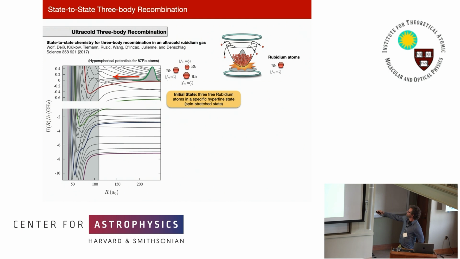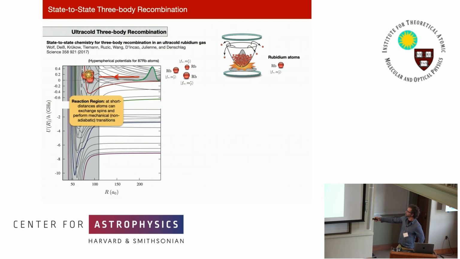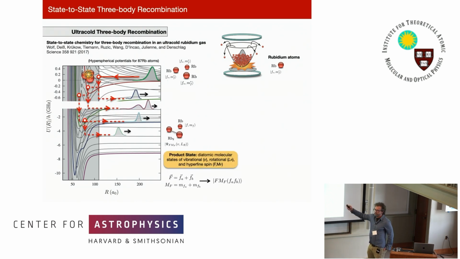And in our case, for recombination, we have three atoms colliding, so they go towards the short range. Here, in this gray area, is typically the van der Waals length, or twice that. In this region, which we call the reaction region, is where the inelastic transitions happen. And from there, they should follow some pathway to reach a given final state.